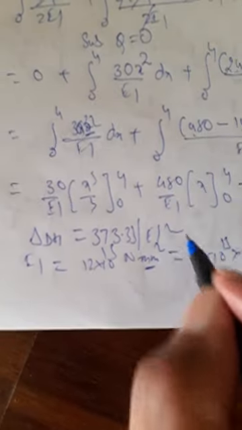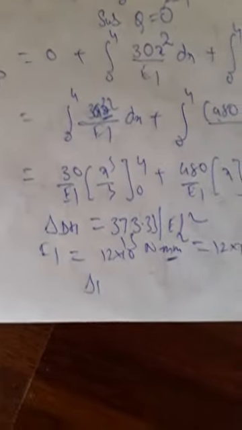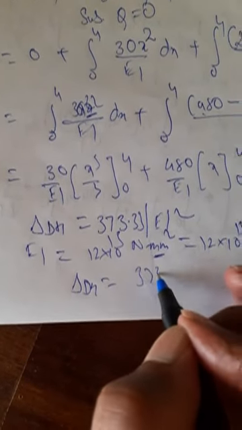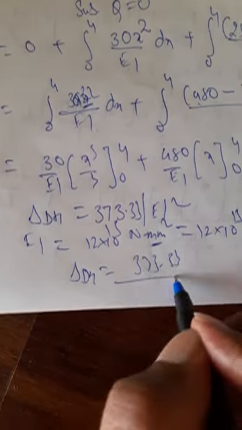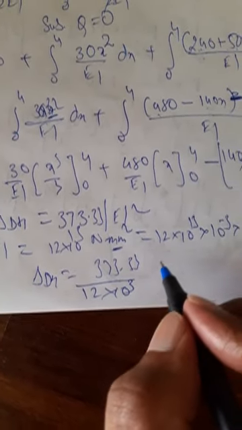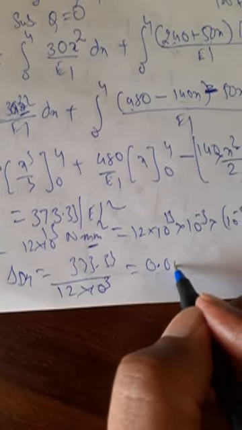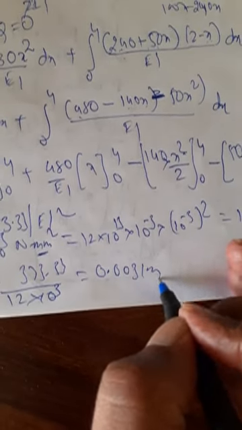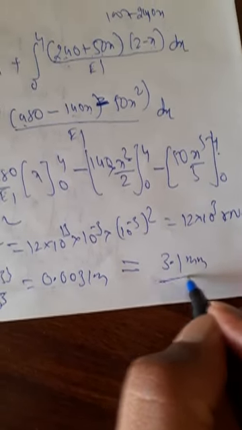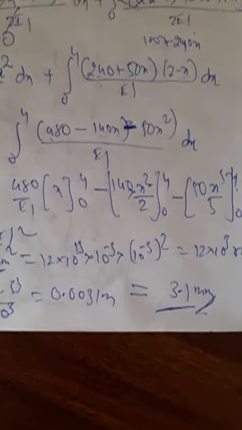So substitute the values here. Delta DH is equal to 373.33 divided by 12 into 10 raised to 3. So we have the answer 0.0031 meters, and that is equal to 3.1 mm. Thank you. This completes the problem.